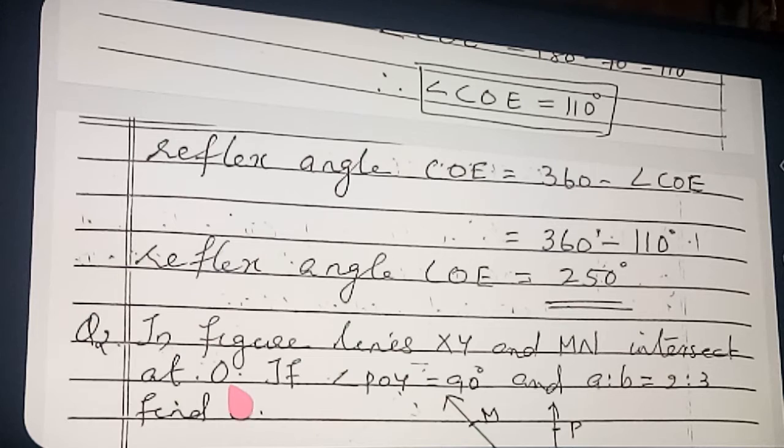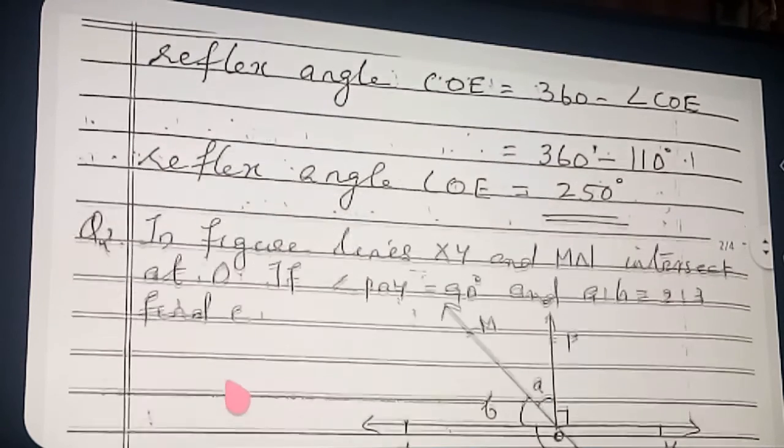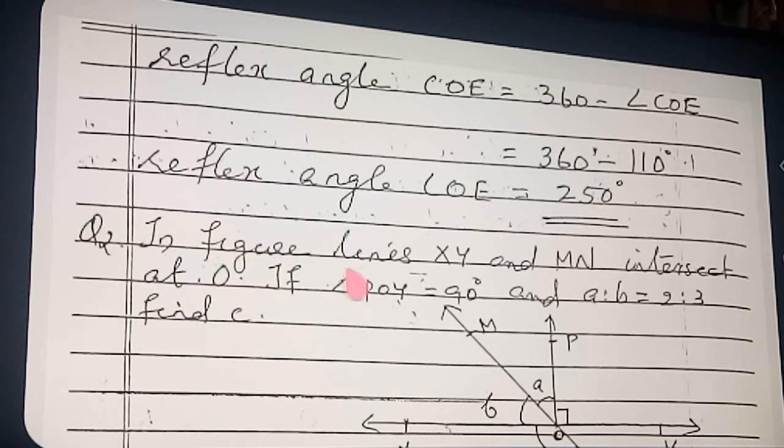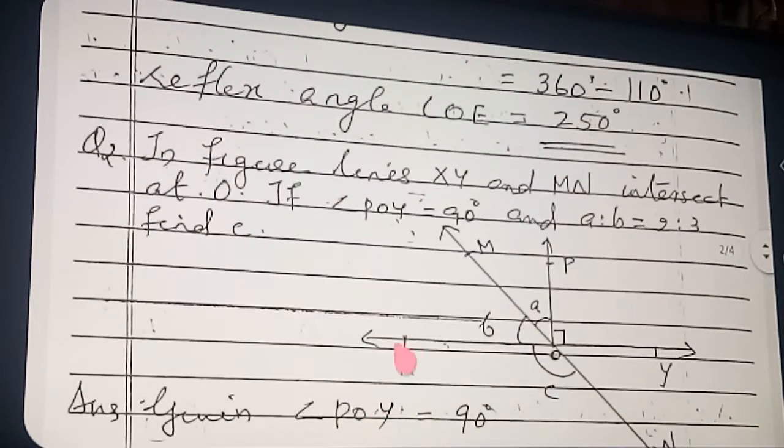Now we will start with the second question. Listen, second question number 2. In figure, lines XY and MN intersect at O. Line XY, see the diagram. This is line XY and this is line MN. This line XY and line MN are intersecting at the point O.